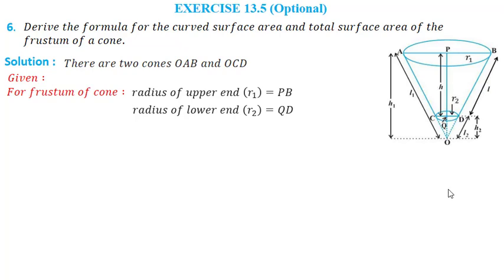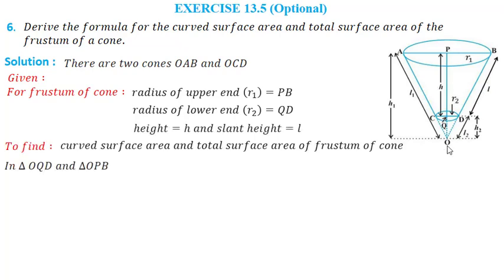Now we have to express the curved surface area as well as the total surface area in terms of H, R1, R2 and L. That means wherever L1, L2, H1, H2 are involved, we have to convert them in terms of L, H, R2, R1. For that we will consider triangles. One is triangle OQD, this smaller triangle OQD, and the other is this larger triangle OPB.